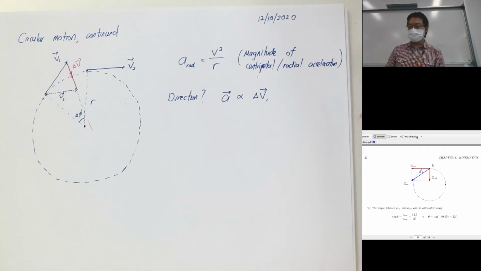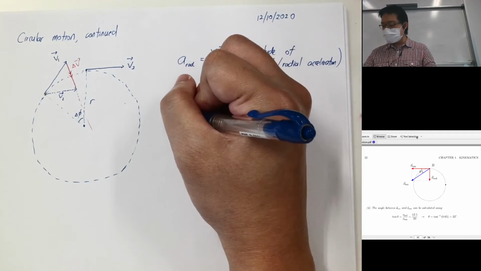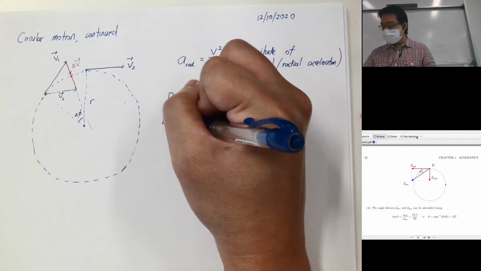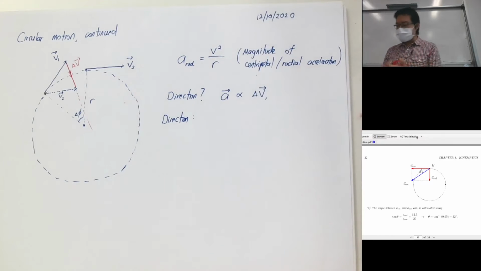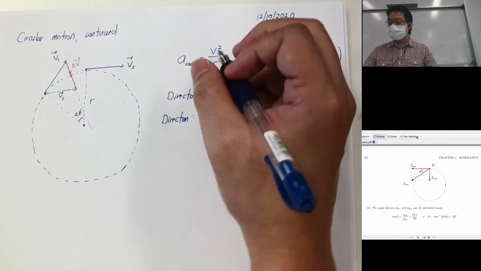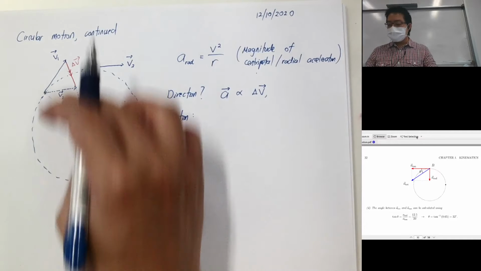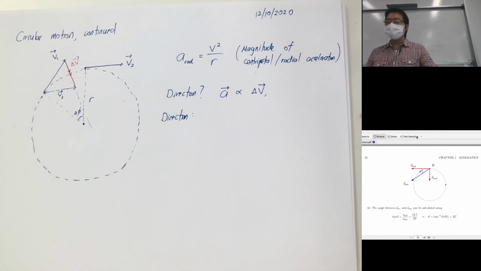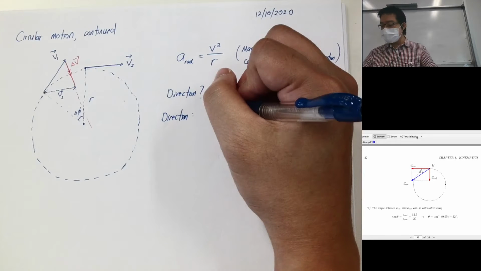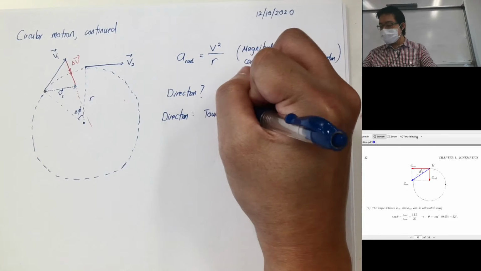Okay, are you convinced? Hopefully you agree with this. We can prove this more rigorously if we express the parametric equations of the circular motion, but that we will probably do in the tutorial. For now, we shall remember that for uniform circular motion, the direction of the acceleration is towards the center of the circle.